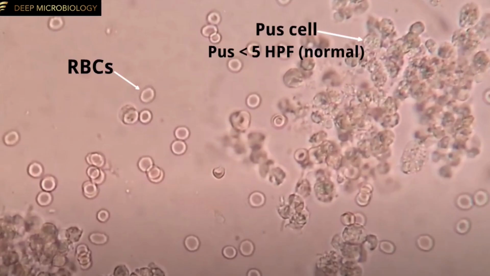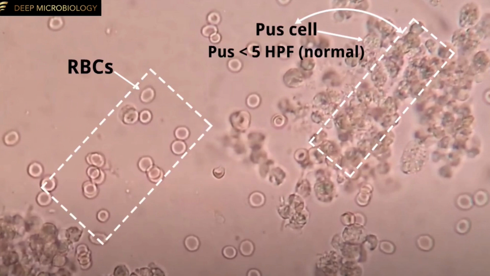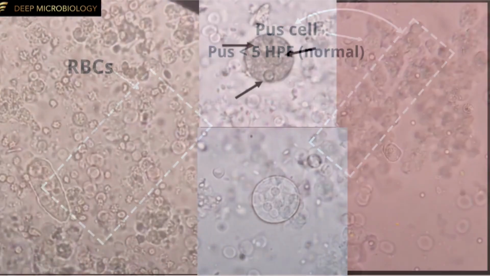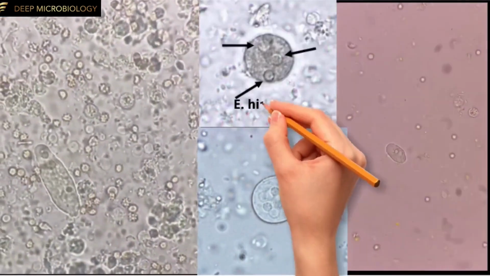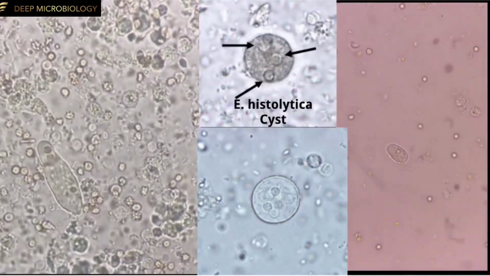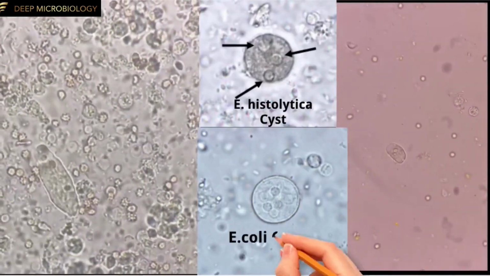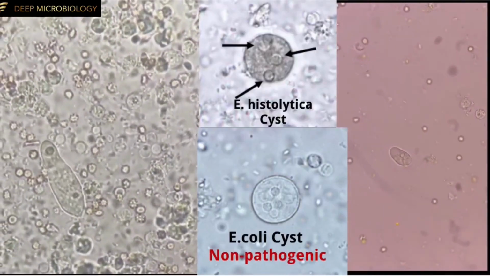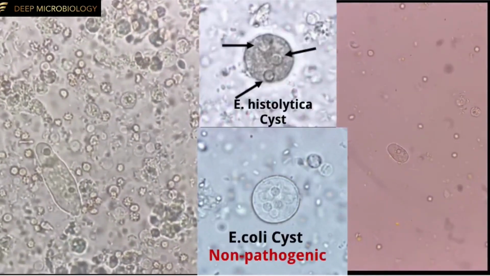The presence of red blood cells is not considered normal, and usually suggests mucosal damage or bleeding. In this particular field, the number of pus cells exceeds 5, and red blood cells are also present, indicating an abnormal finding. One of the most commonly observed parasites in stool is Entamoeba histolytica, which causes amoebiasis. Another amoeba, Entamoeba coli, is frequently seen as well, but it is considered non-pathogenic.